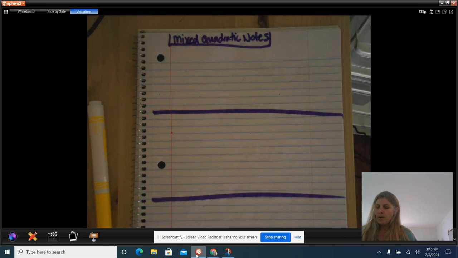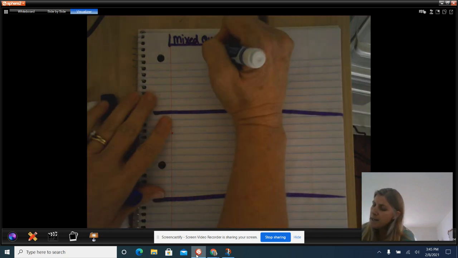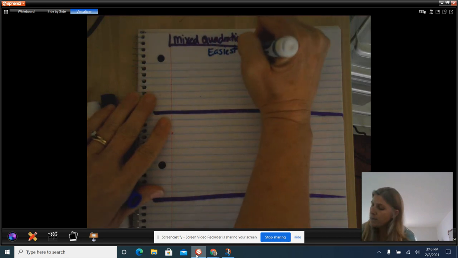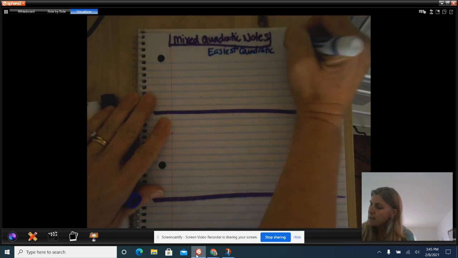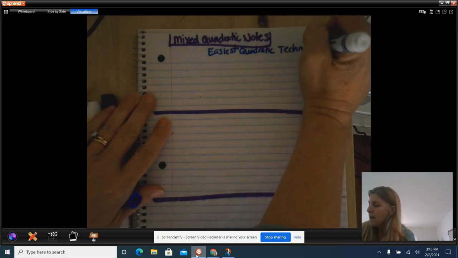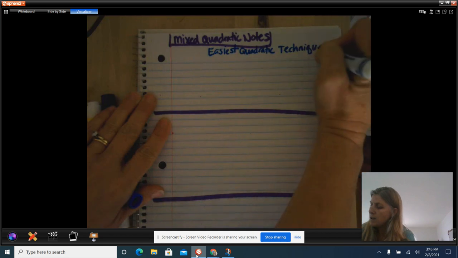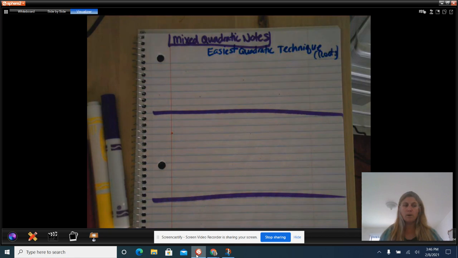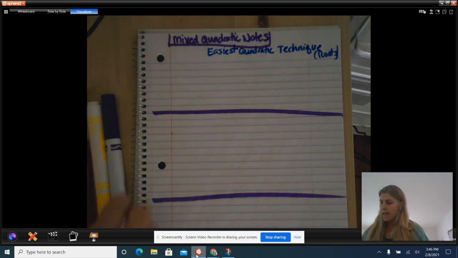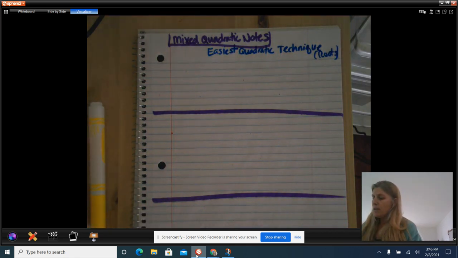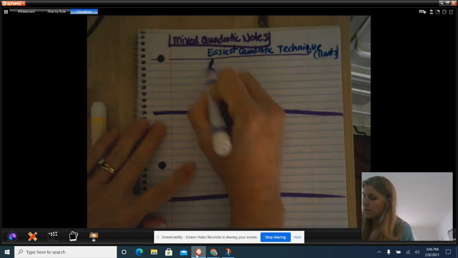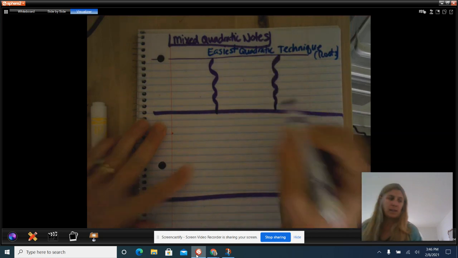Okay. So our first thing that we're going to talk about is the easiest quadratic technique, and this is to find the roots. Our goal is, when we're given a quadratic in standard form, to find the roots so that we can graph that parabola. So we're going to look at three different items here.